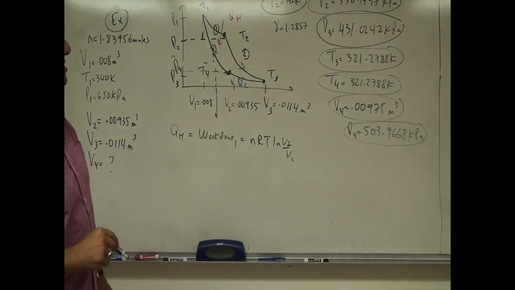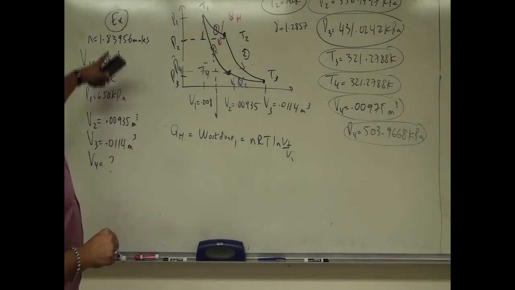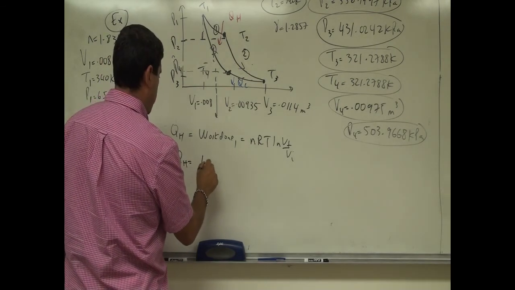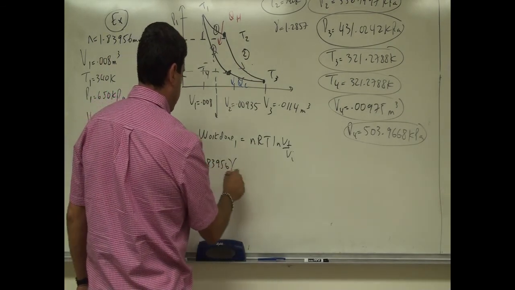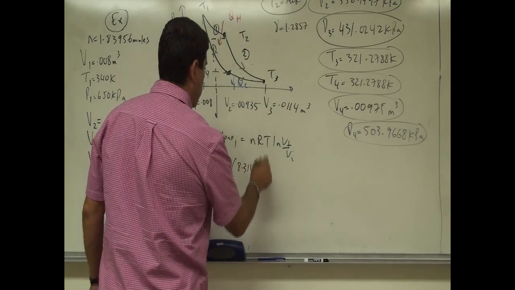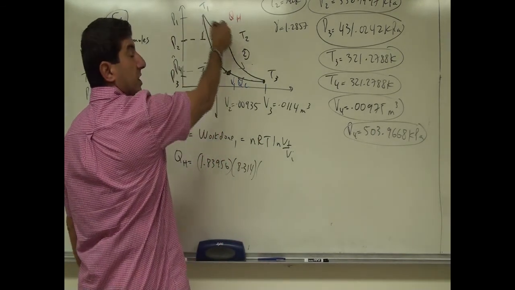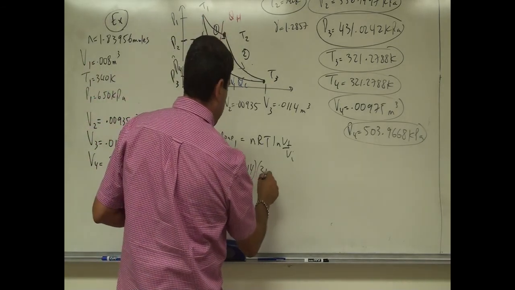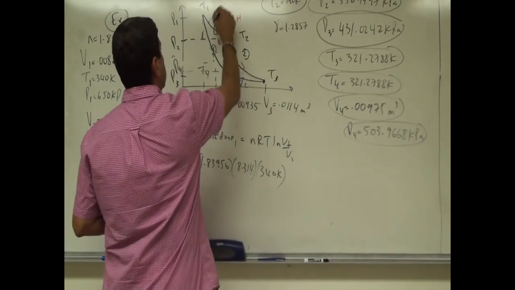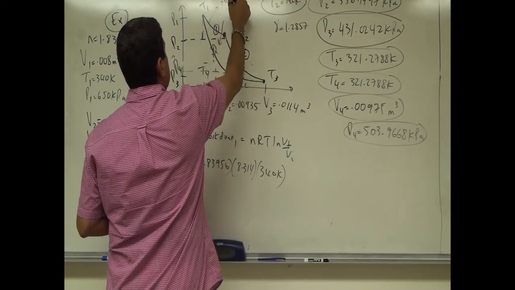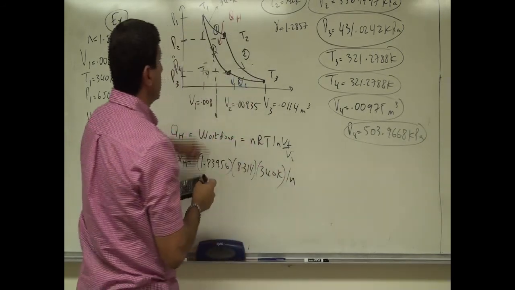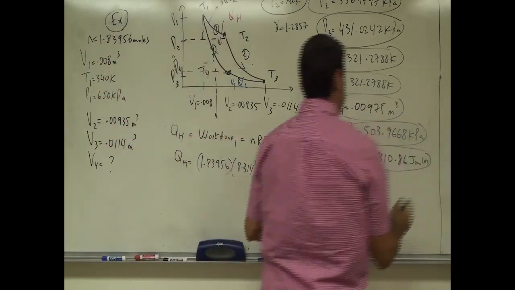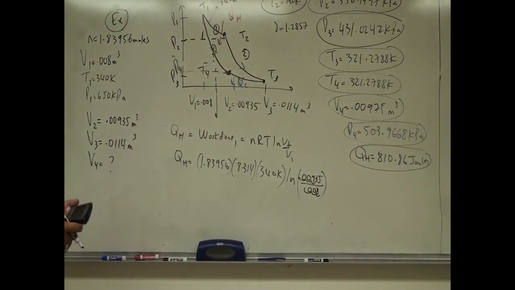It's, right? So all we have to do is to take the number of moles that we got, 1.83956. 1.83956 multiplied by 8.314. Multiplied by the temperature. What temperature? The temperature of the hot reservoir, which is T1, right? So T1 would be 340 Kelvin. Right, so this is the hot reservoir, 340 Kelvin. And then ln of what? The volume V2 over the volume V1, right? V2 over V1, okay?